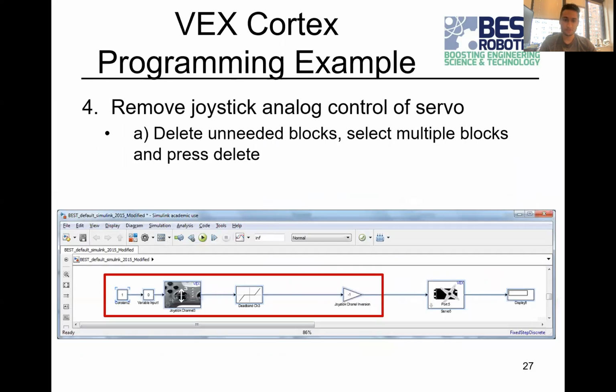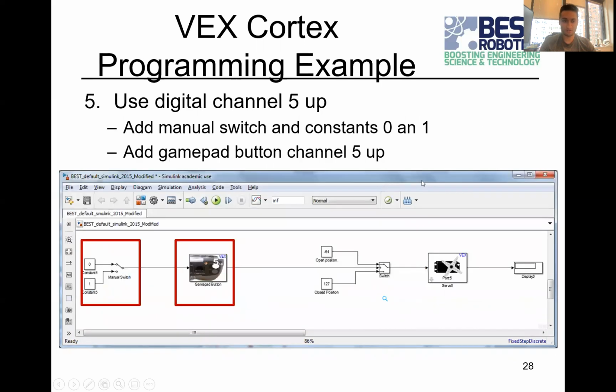So that's easy. For removing the joystick analog controls of the servo, all you have to do is delete those blocks that control the servo. So all of this stuff related to the joystick input, just get rid of that. No more joystick control of the servo.